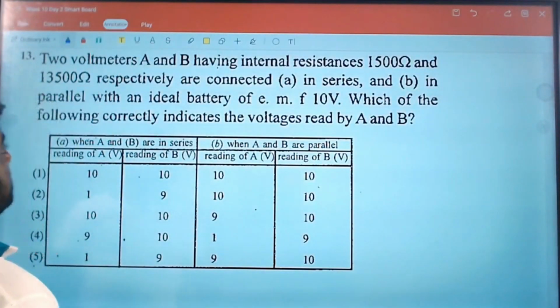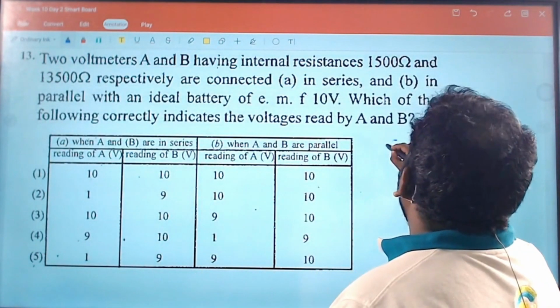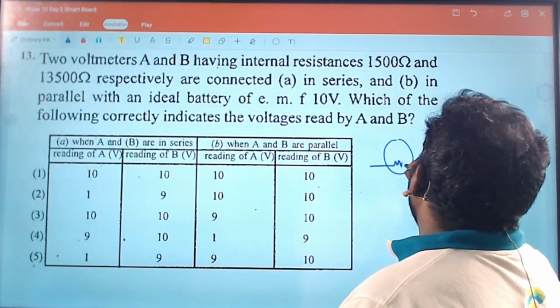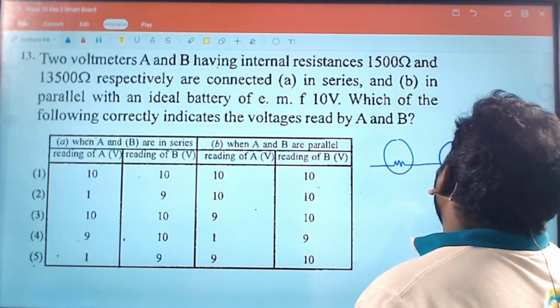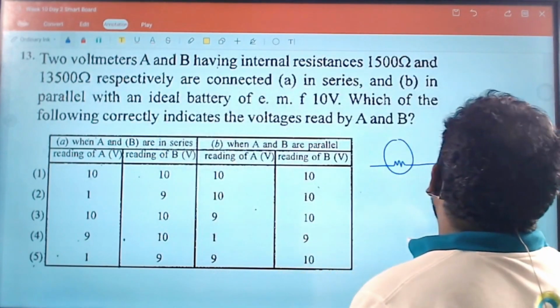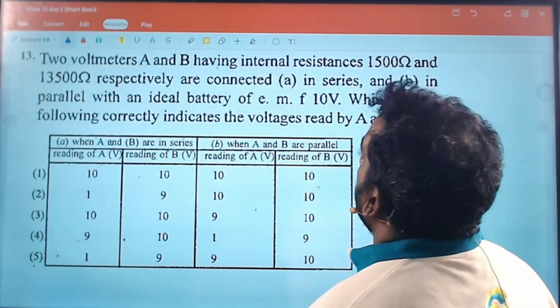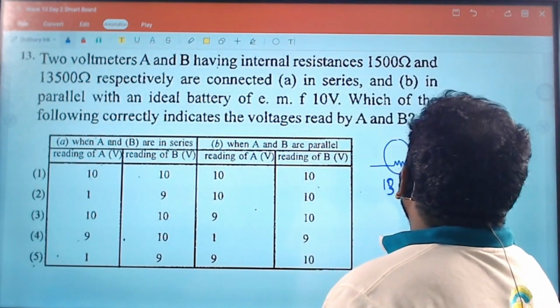Two voltmeters A and B having internal resistance 1500 and 13,500 are connected in series and in parallel with ideal batteries. Which of the following correctly indicates the voltage across A and B? So here you have voltmeter 1500. Here also you have how much? 13,500. Here 1500 ohm.